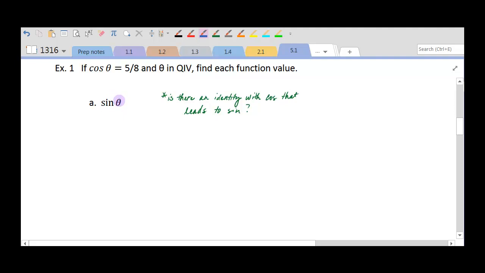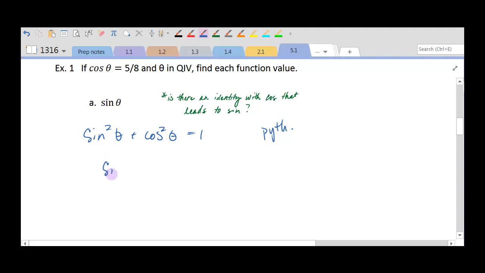Using an identity, I approach this by thinking to myself, is there an identity that has cosine in it and leads me to sine? It somehow relates these two right here. Hopefully you're already thinking of sine squared theta plus cosine squared theta equals 1, the Pythagorean identity, which has cosine and sine in it. This is the identity I want to use because I already know what cosine is, I know what 1 is, and that only leaves one piece of this puzzle that I have to solve for.